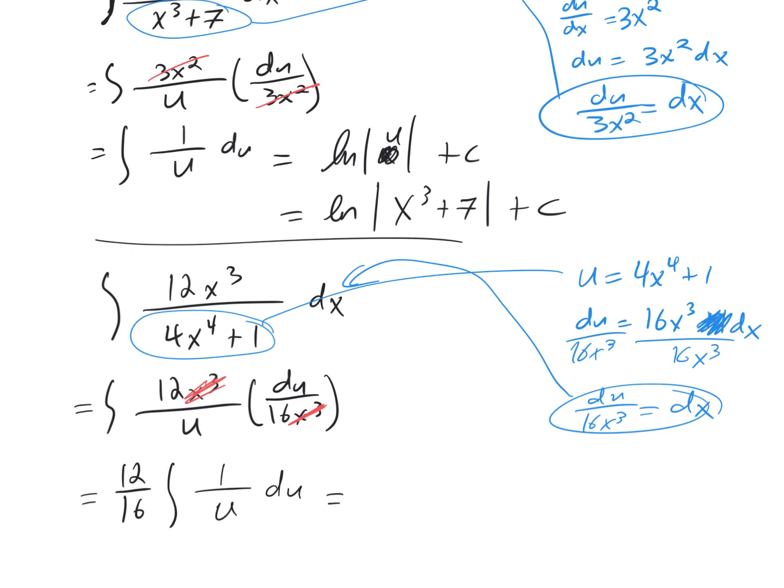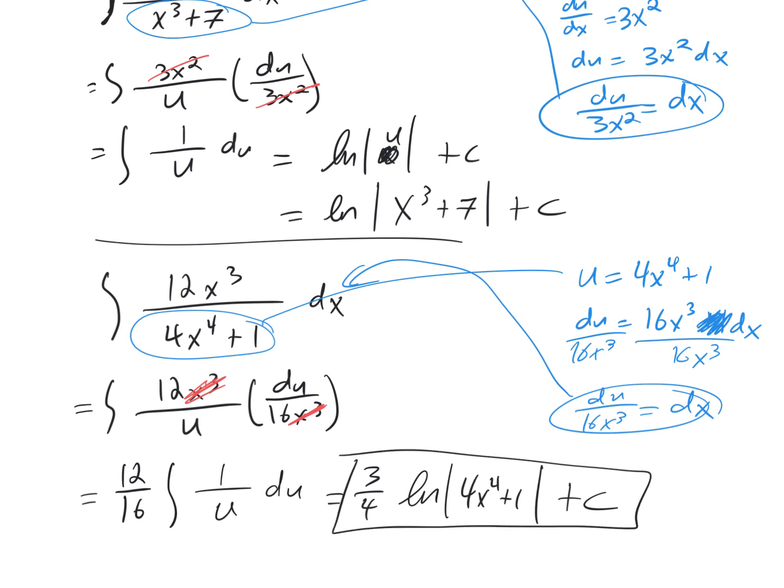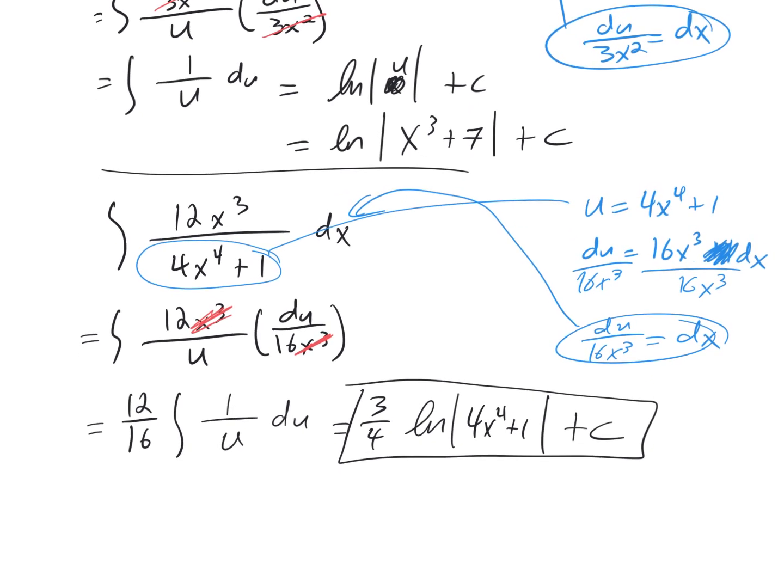And at this point, yeah, let's go ahead and reduce. 12 over 16, we can divide both of those by 4, so you would get 3/4. Then this would be the natural log of the absolute value of u plus c. And then, because I'm about to write u in here, I'm actually going to sub in what u is equal to. So this would be 4x to the 4th plus 1. Now, this is technically a correct answer. It's not the most efficient way to write the problem.